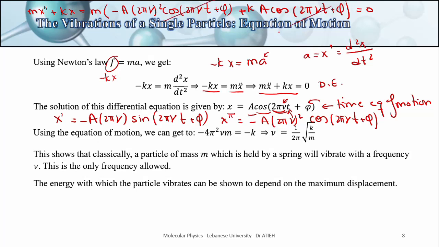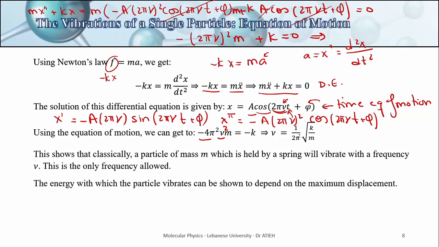So let's take cosine common. Cosine is not zero. The amplitude is not zero. So we are left with minus 2 pi nu squared times m. So I forgot m here. So this is minus 2 pi nu squared times m plus k is equal to 0. So as you can see, we arrive to minus 4 pi squared nu squared m equals minus k.